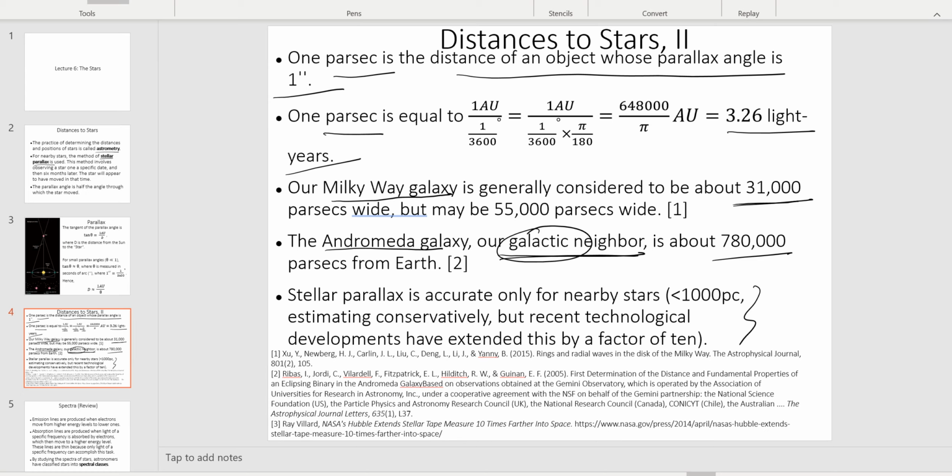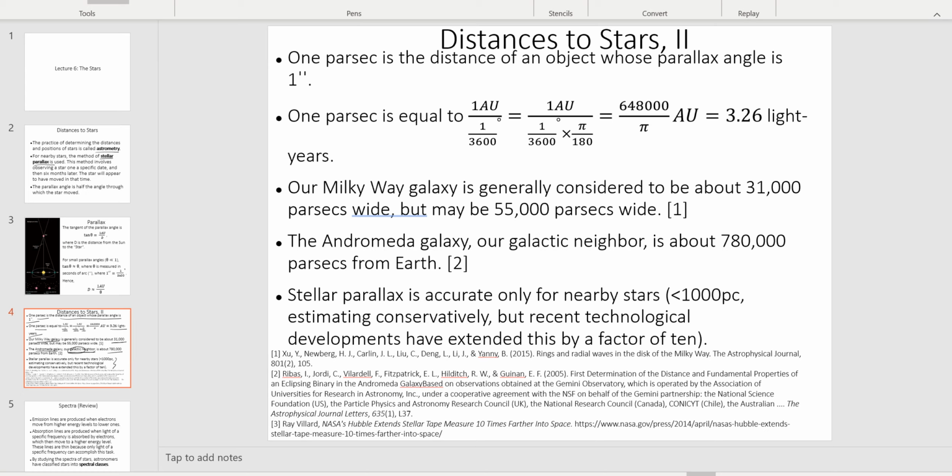This is it for the distances to stars. Let's move on to spectroscopy, which is also a review, but then we're going to apply it to the concept of categorizing stars.